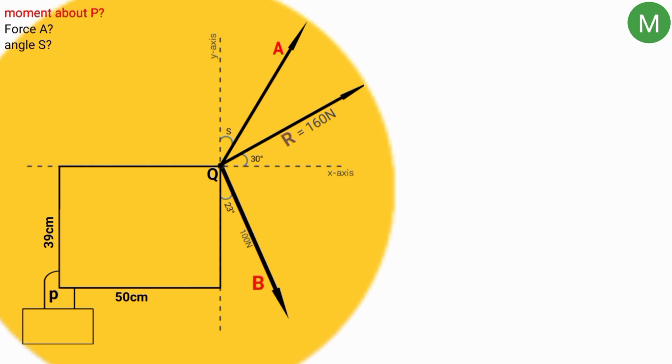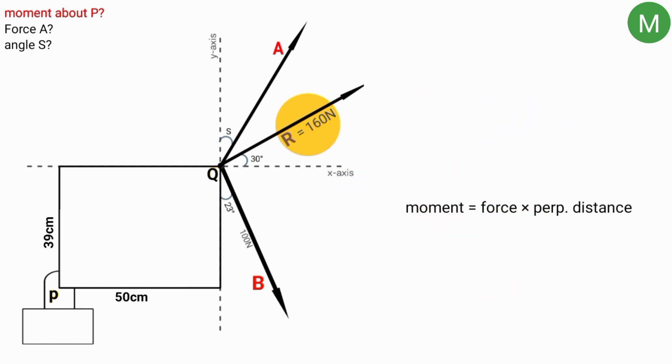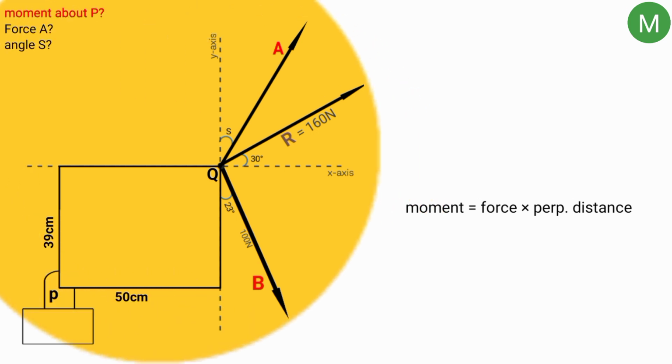The formula for moment is force times perpendicular distance, and the resultant 160 Newton is the two forces combined together. So the force now is 160 Newton. But what is the perpendicular distance between the resultant and point P? We don't have it, though we can find it using this information here.